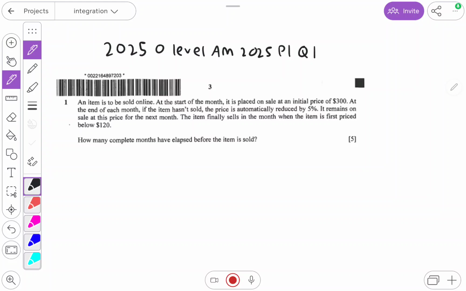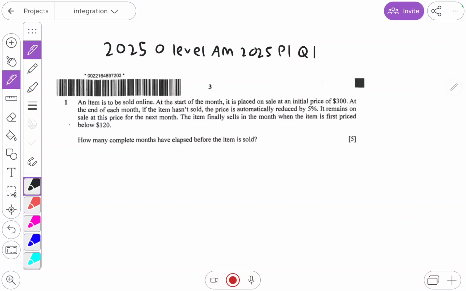Alright, here's another O-level question. This is last year's A Math paper 1 and it's only the first question. When students see this paper, they tend to feel a bit shocked, because usually the first question is a completing the square question, or a surds question, or even a partial fractions question. It can even be discriminant.